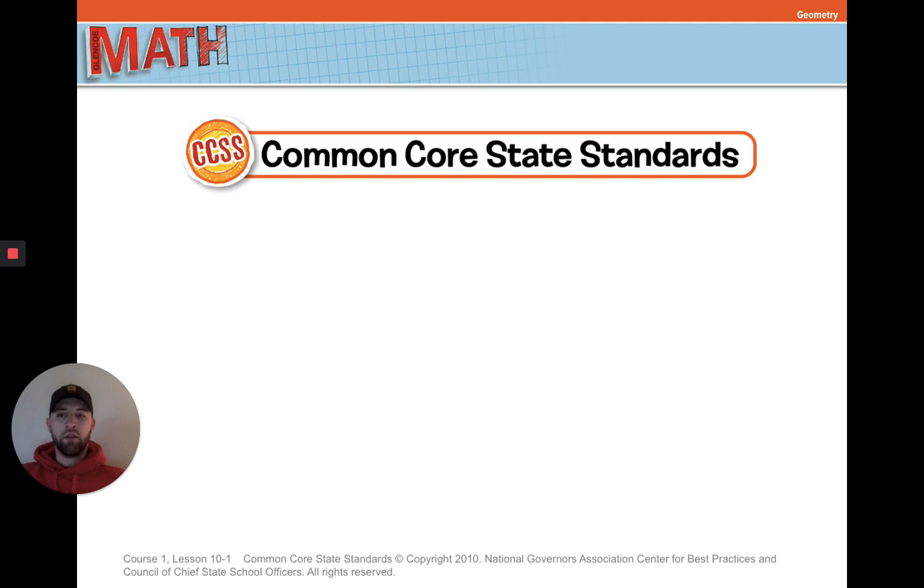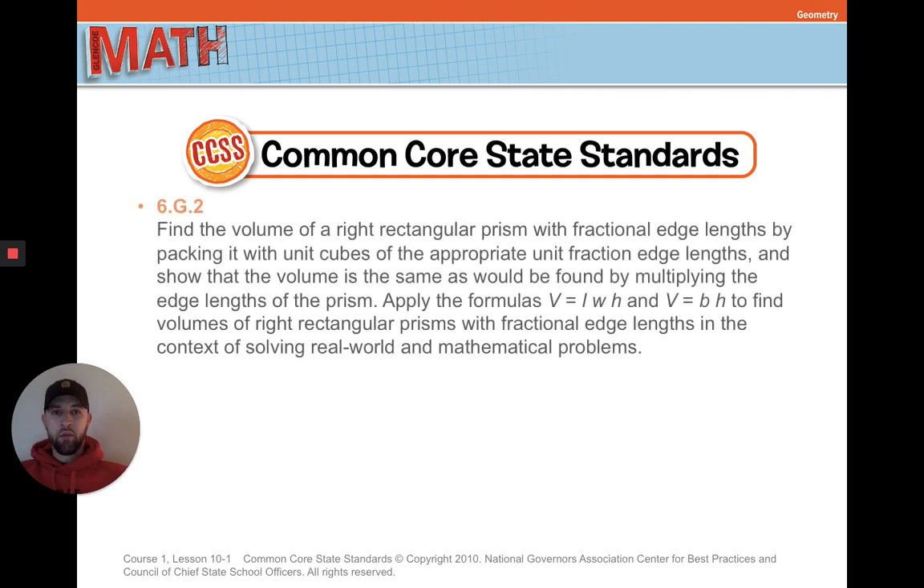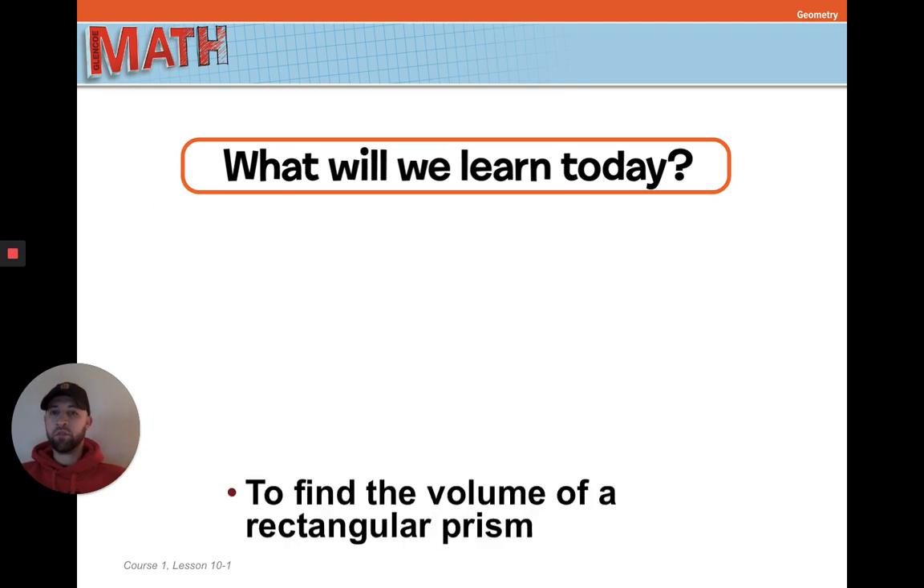We're going to be talking about two different concepts today. The first being volume of rectangular prisms, and the second being volume of triangular prisms. Okay. Here's your Common Core state standards. It just states that we are going to be finding the volume of these prisms.